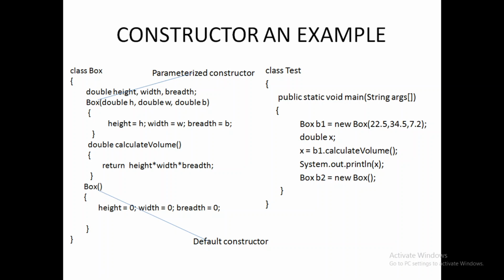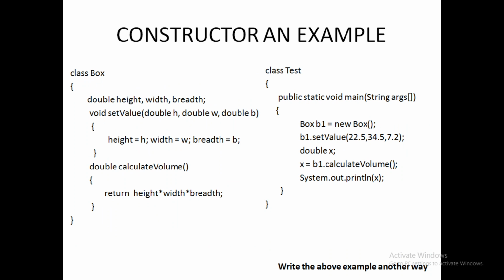Whenever a programmer does not write any constructor, whether it is default or parameterized, the Java compiler provides a default constructor automatically. Therefore, although I have not written any constructor inside the box class, Java automatically associated a default constructor with it. Therefore, I can write this statement, as this default constructor is automatically provided by the Java compiler.